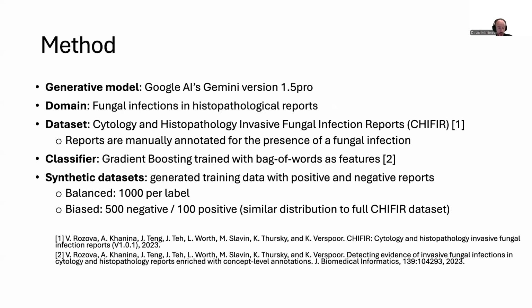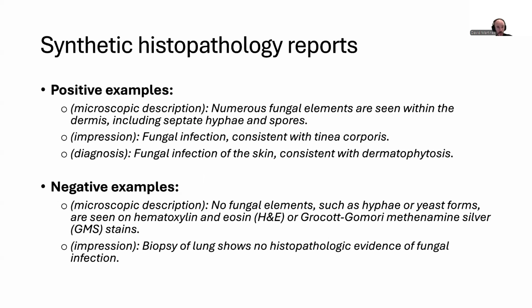And we compare the manual annotation with the synthetic datasets that we generated from Gemini, and we try two approaches. One is a balanced approach with the same amount of positive and negative reports generated, and another is following the distribution from the CFIR dataset to have a more realistic training dataset. So as an example of the kind of data that is generated from generative models, we can see some positive and negative examples there. I won't go in detail, but you can see that the positive examples refer to fungal elements being present, and negative examples say that there is no evidence or there are no fungal elements.